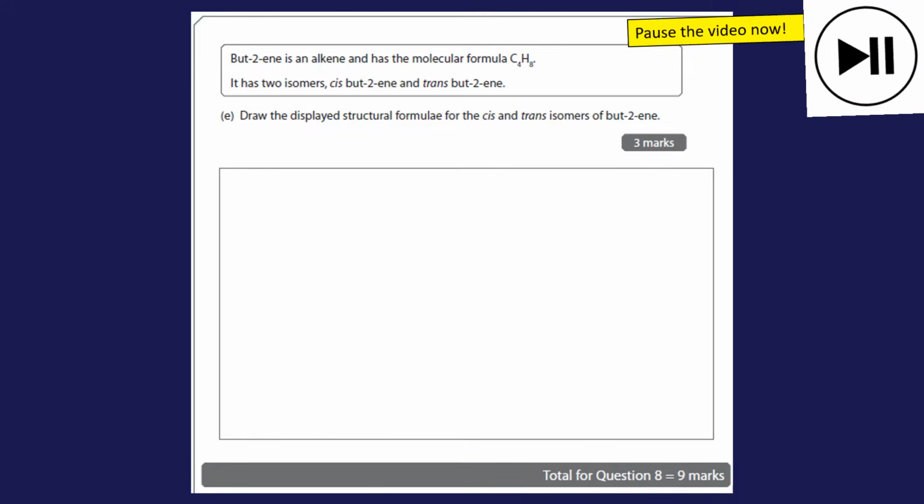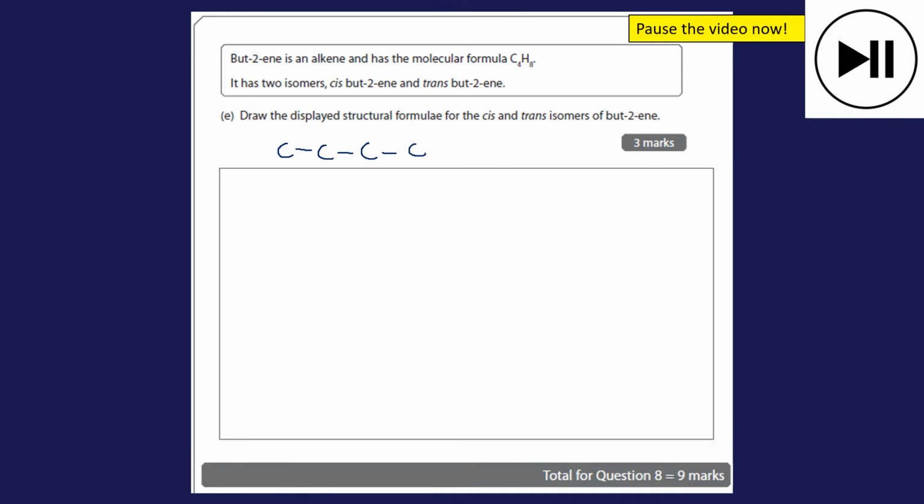Next up then, 3 marks. As always, pause the video when you want to hear the answers, unpause. Right, butene is an alkene. I'm just going to remind myself what butene looks like. 1, 2, 3, 4, with a double bond between the second and the third. The rest will all be hydrogens. Don't put too many hydrogens on the second and third carbon because it can only have 4 bonds.